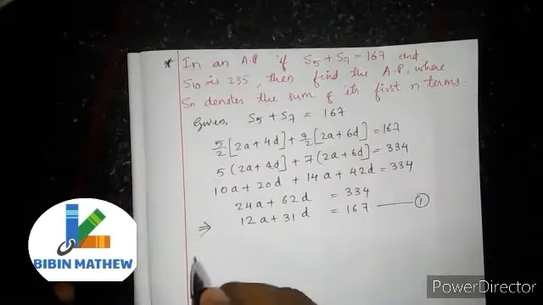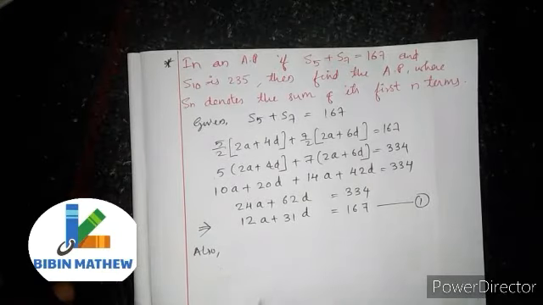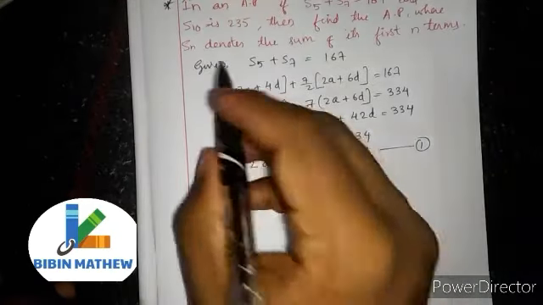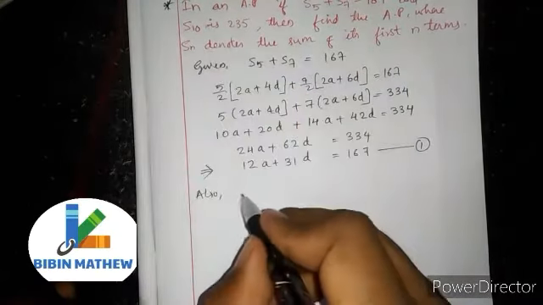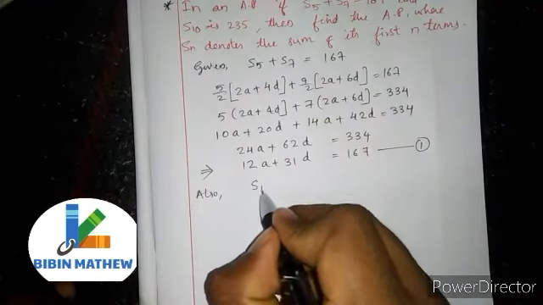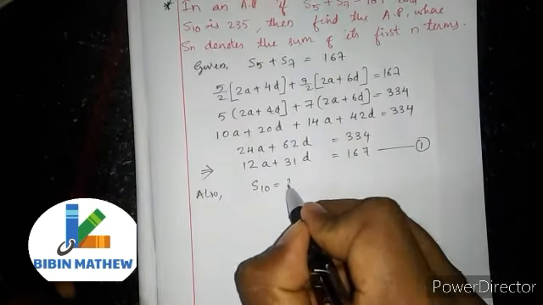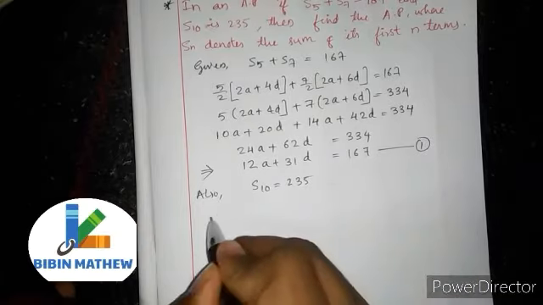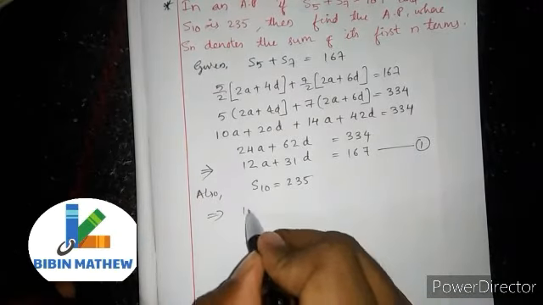Choose it as equation number 1. Now in the question the second information given is S10 is equal to 235. We are going to write it down. S10 is equal to 235.